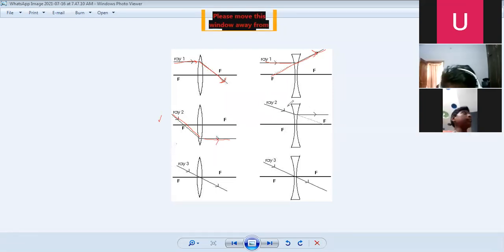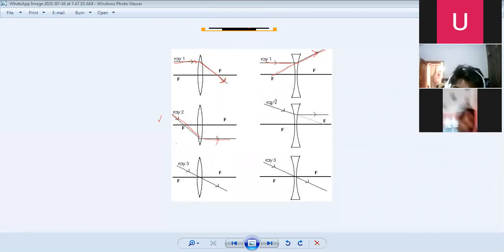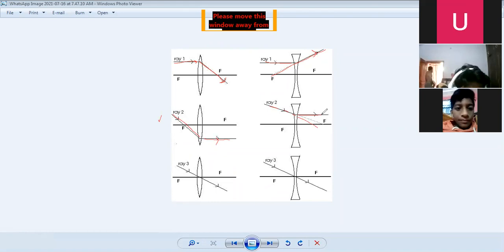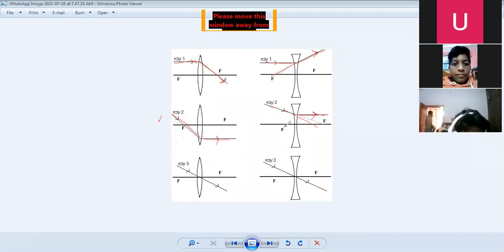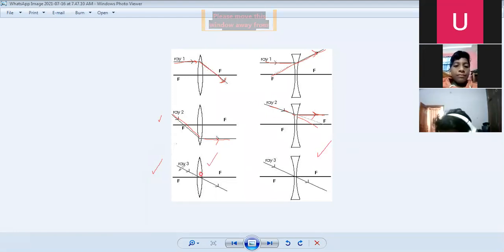And in a concave lens, what's happening? The ray which is appearing to be passing through the focal point, light emerges parallel to the principal axis. In the third case, the ray which is passing through the optical center, in both concave and convex lenses, will not be deviated. Okay, guys?